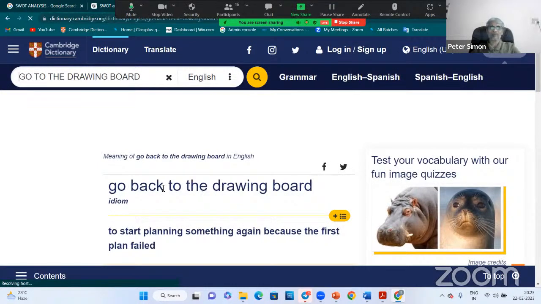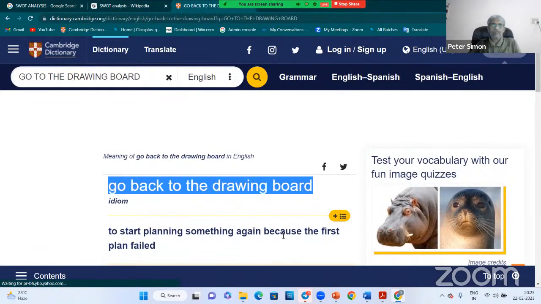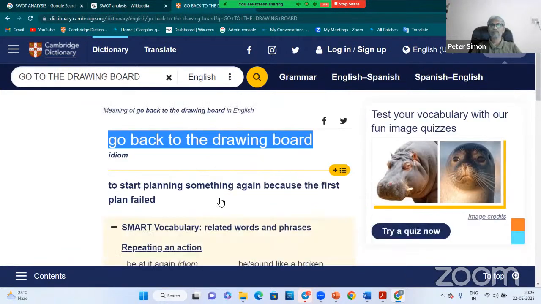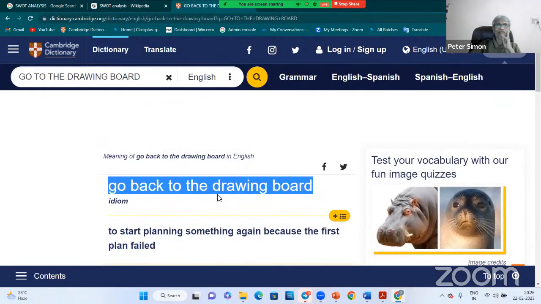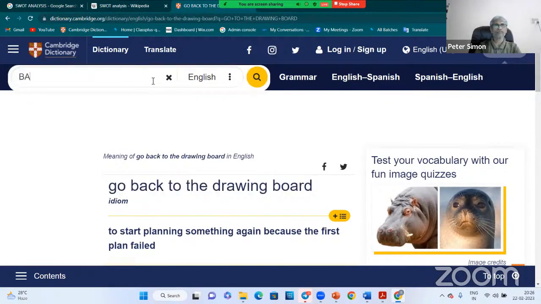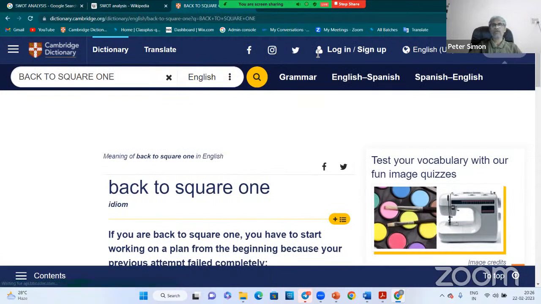Actually, it's an idiom. You can use this in your speaking and in your writing. Go back to the drawing board, because something failed. Go back to the drawing board to start planning something again because the first plan failed. Or you can say back to square one. This is another idiom.